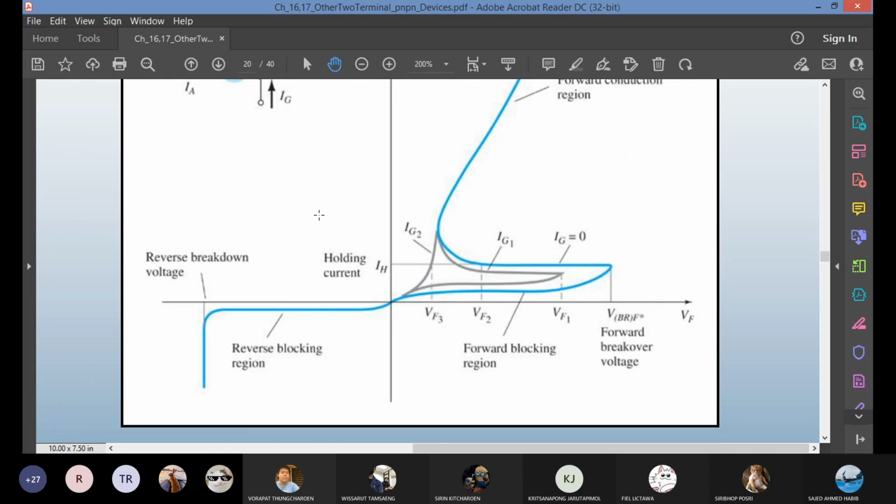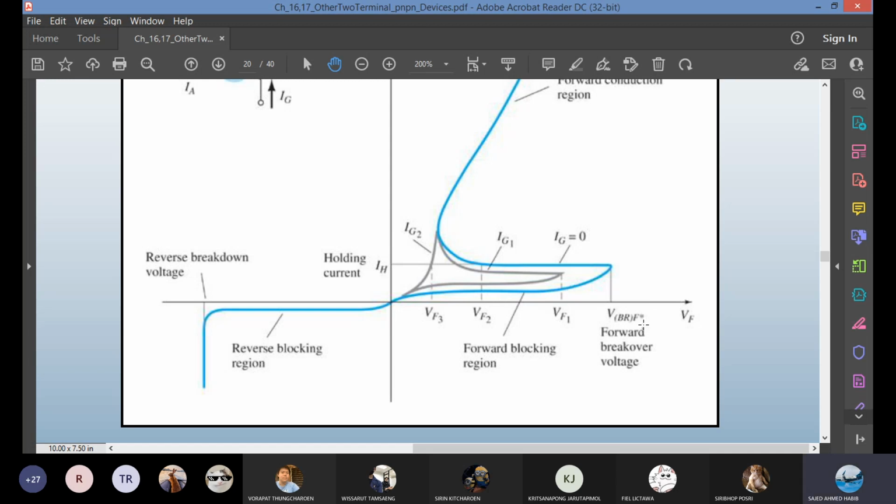VBR of F, there's a star or asterisk there. This is the forward breakover voltage. Above this, the SCR enters the conduction region. Before VBR, it is called the forward blocking region. You don't have full conduction.